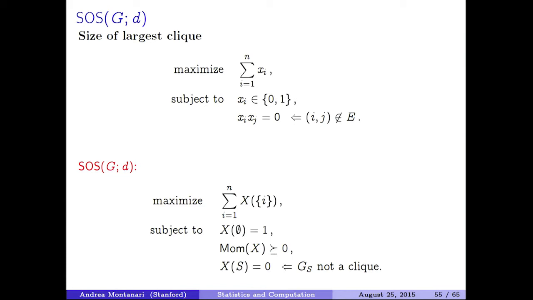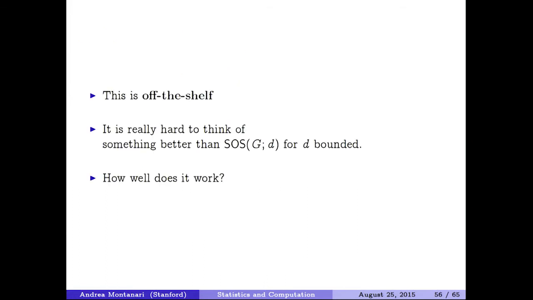And then every time G_S, the subgraph induced in G by the set S, is not a clique, then x of S has to be 0. This is the only problem-specific line. So this is saying every time G_S is not a clique, S has 0 probability to be in the big clique. So this is the relaxation. And this is, of course, convex. It's a semi-definite program.